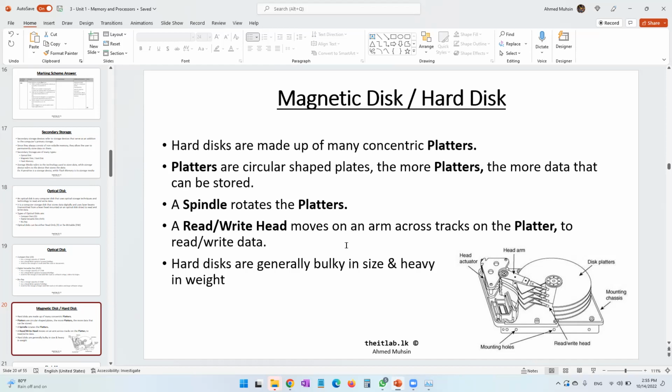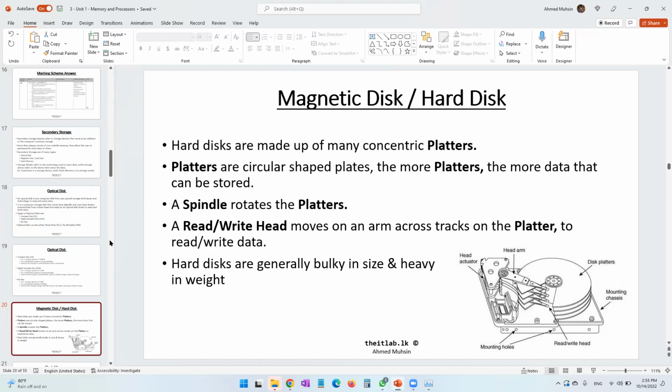Okay. Then next we have something called a read-write head. Can you see where my cursor is? So there's a read-write head that will read data from each platter. It moves on an arm across tracks on the platter to read and write data. So when you want to read data and when you want to write data to the platters, this arm over here will do that function for you. Hard disks are generally bulky in size and heavy in weight. I hope you guys have physically lifted a hard disk. You would notice it's bulky and it's on the heavy side.